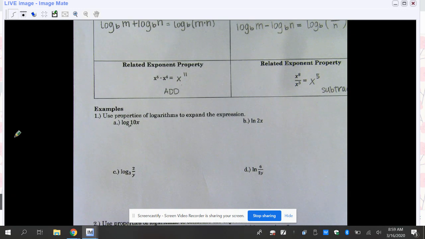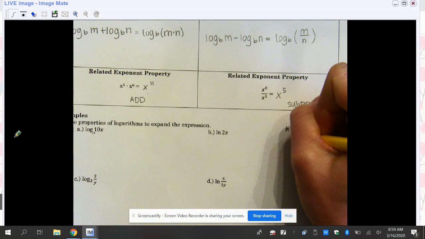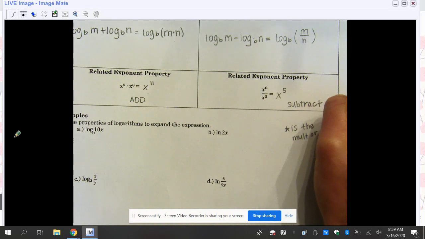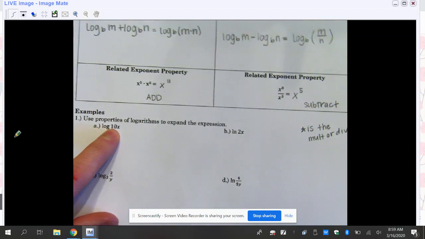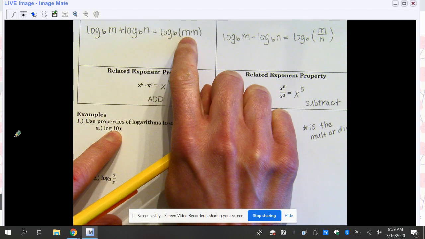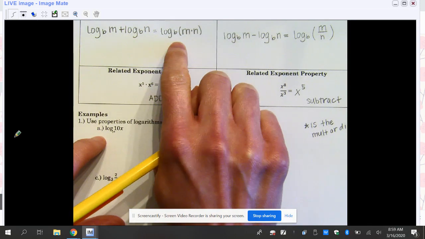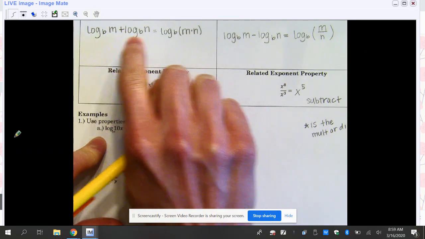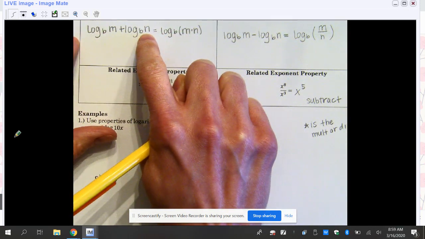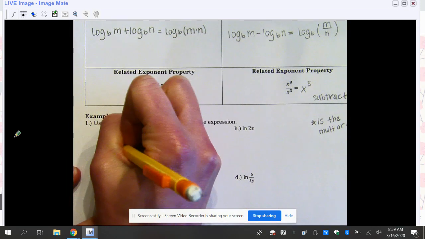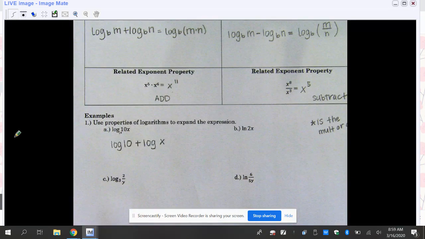Log base 10 of 10x. So you kind of want to ask yourself, is there multiplying or dividing? So if I were to say this would be 10 times x. So that would be like the contents here. So that m times n is really 10 times x. If we just look here and work backwards, this is what we're trying to get to. So I'm going to take the contents of the log, the m and the n, and split them apart. So this then would be log of 10 plus log of x.